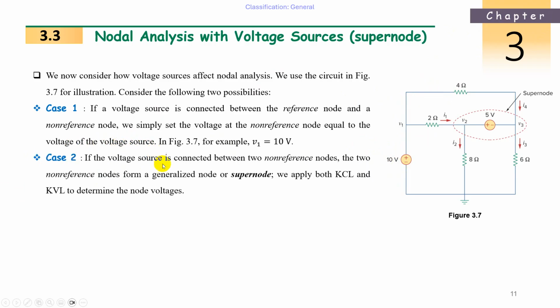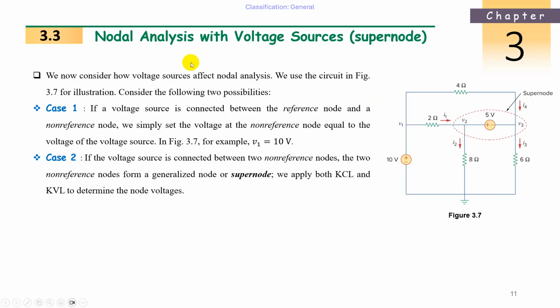Now case two: if the voltage source is connected between two non-reference nodes, see, this 5 volts source is connected between two non-reference nodes V2 and V3, then the two non-reference nodes form a generalized node, or supernode. This is called the supernode when it's connected between two non-reference nodes. If it's connected between the reference node and a non-reference node, it's not a supernode. Directly we can assign V1 equal to that source voltage.